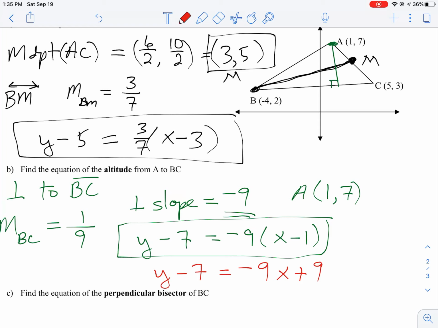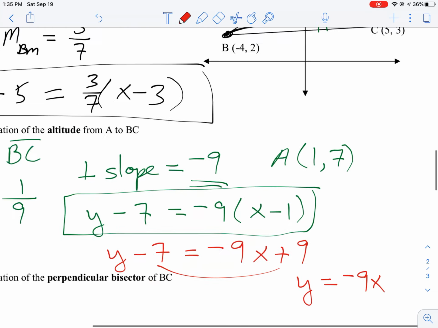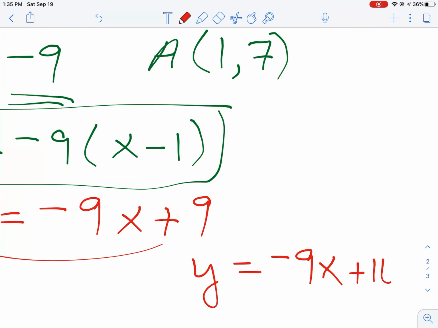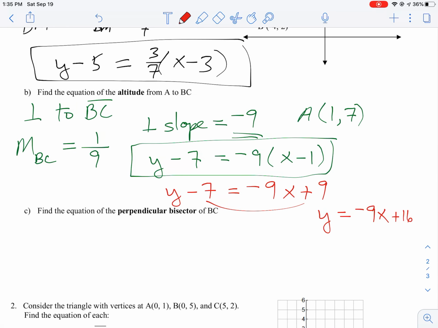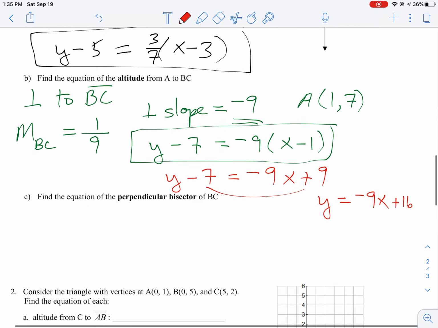So I distributed the 9, and I'm going to add the 7 over. If I add the 7 over, so in slope intercept form, this altitude has an equation of -9x plus 16. So I didn't have to do that in this problem, but in case there's a problem in the homework maybe, or on the other note sheet that asks you to put it in slope intercept form, then you just have to continue to distribute and get like terms so that y is all by itself. Okay, so there's an altitude, that's the green one.